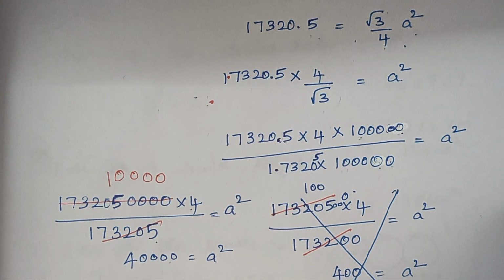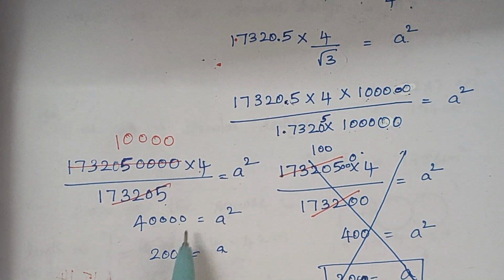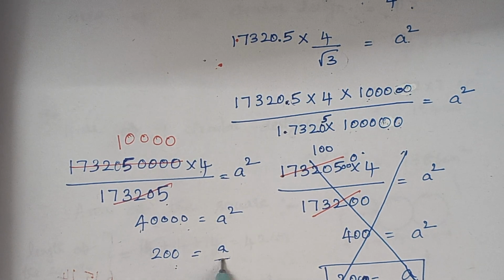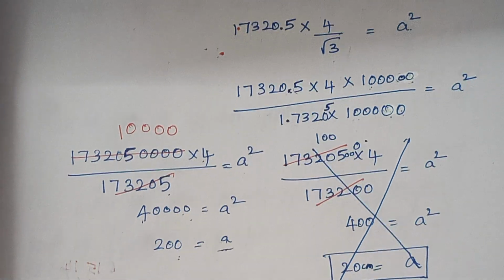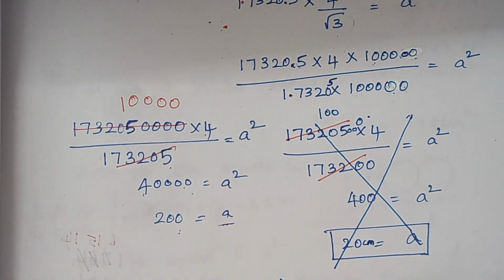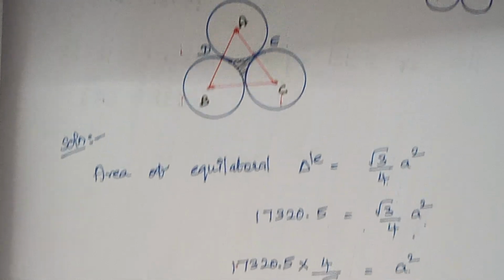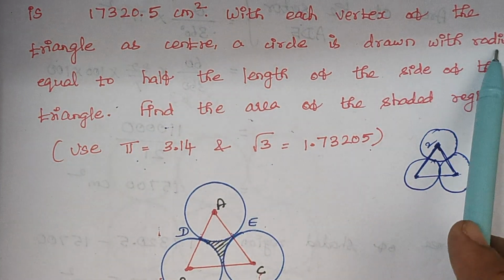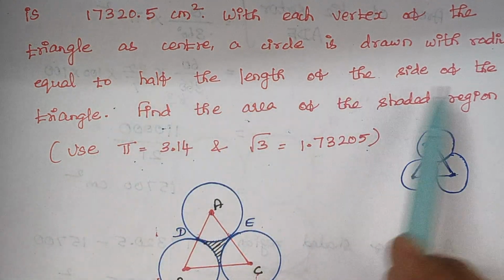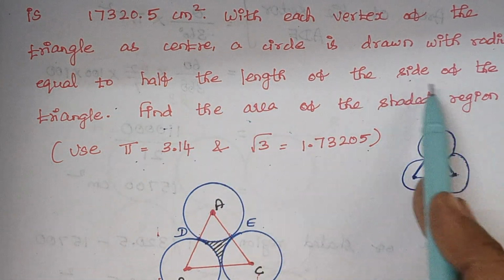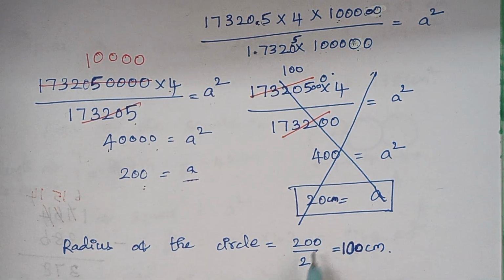So what about the value of a? When you take the square root of 40,000, we get 200. So a is the side of the equilateral triangle, which means the side of the equilateral triangle is 200. What about the radius? It is given in the problem that the radius is equal to half the length of the side. The length of the side is 200, so the radius is 200 by 2, which is nothing but 100 centimeter, right?